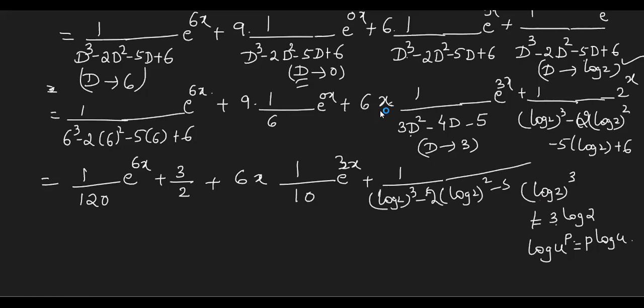Minus 5 log 2 plus 6 into 2 raised to x. This is my particular integral. At the most, you can write it with 3s and 5s. Yes, done. This is your particular integral. What is the last step? This is a compulsory step where you have to do the substitution. Is the part clear?